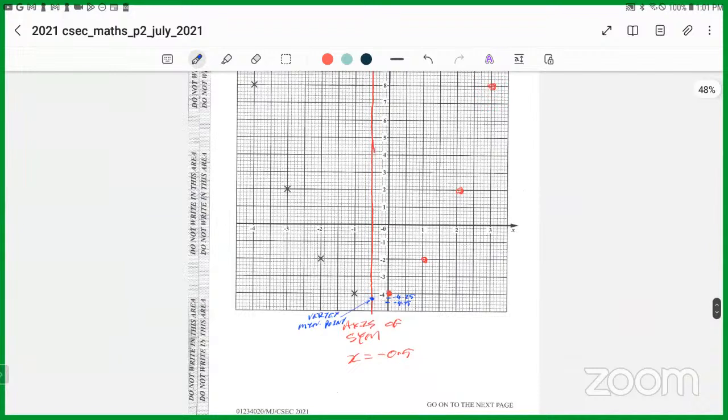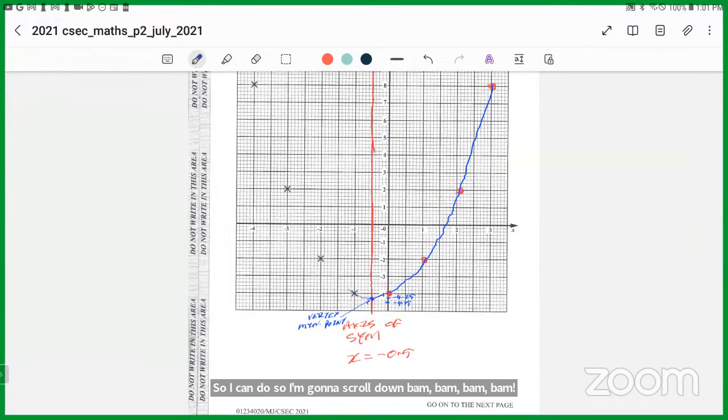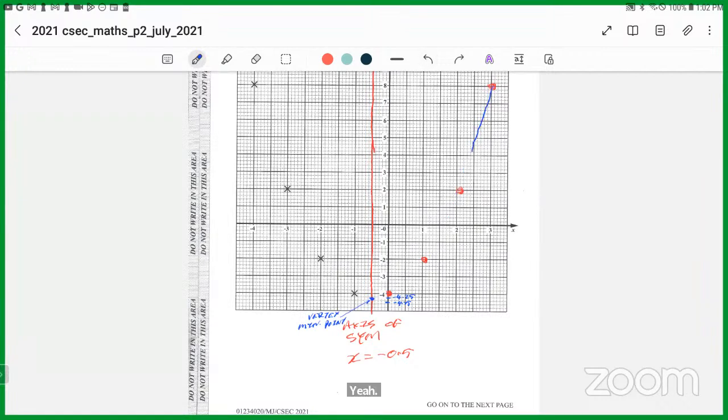So I'm going to come down, and turn at the vertex and go back up. Let's go again. Come down, turn at the vertex and go right back up. Like that. I'm drawing it with my finger, so you'll have to bear with me.